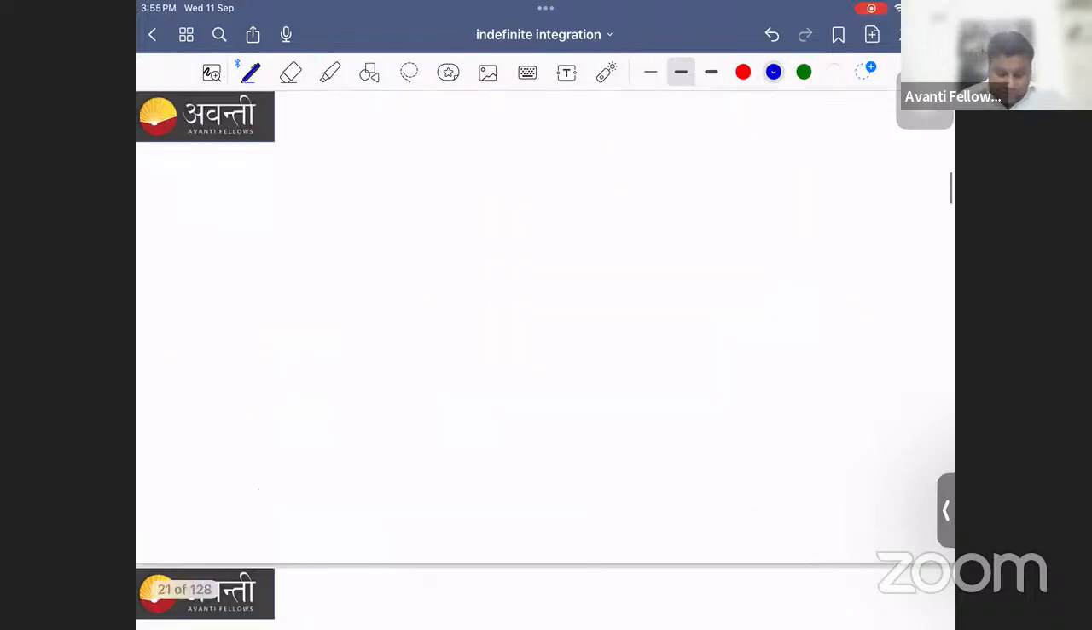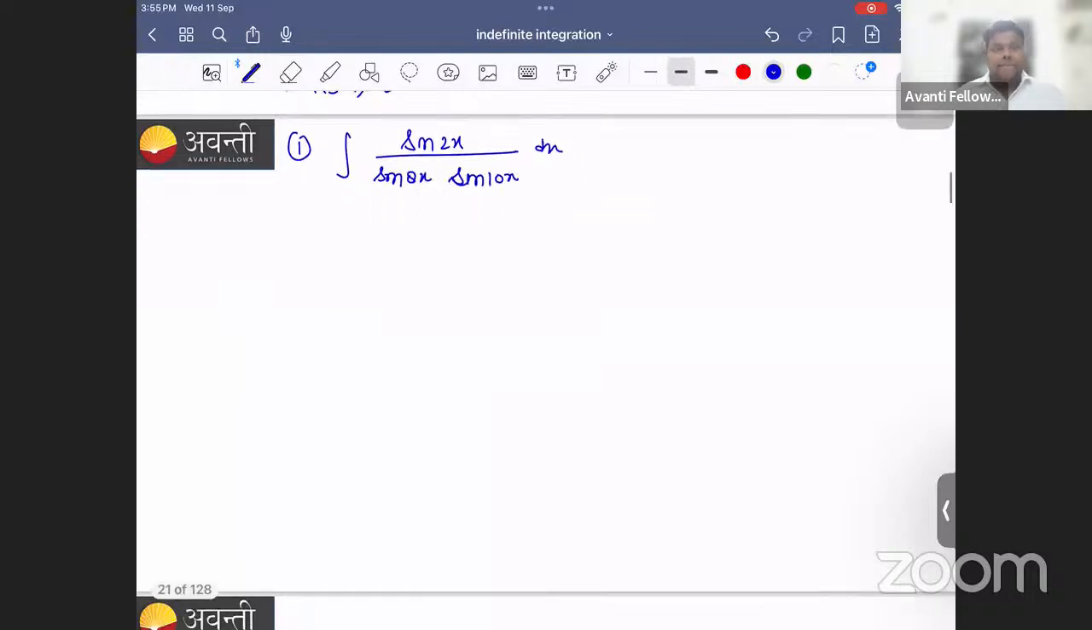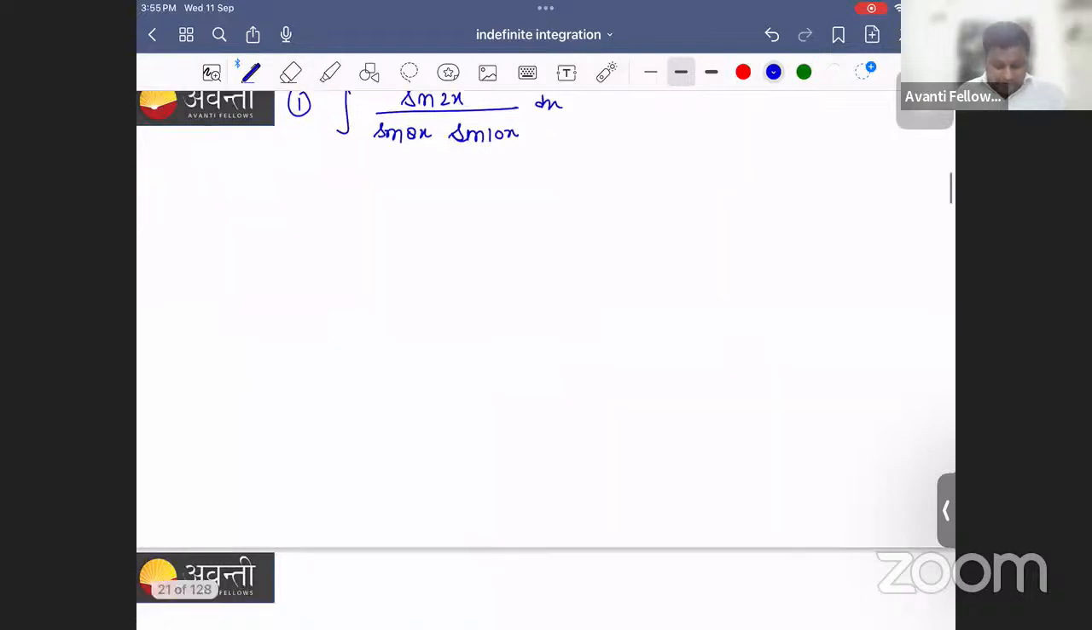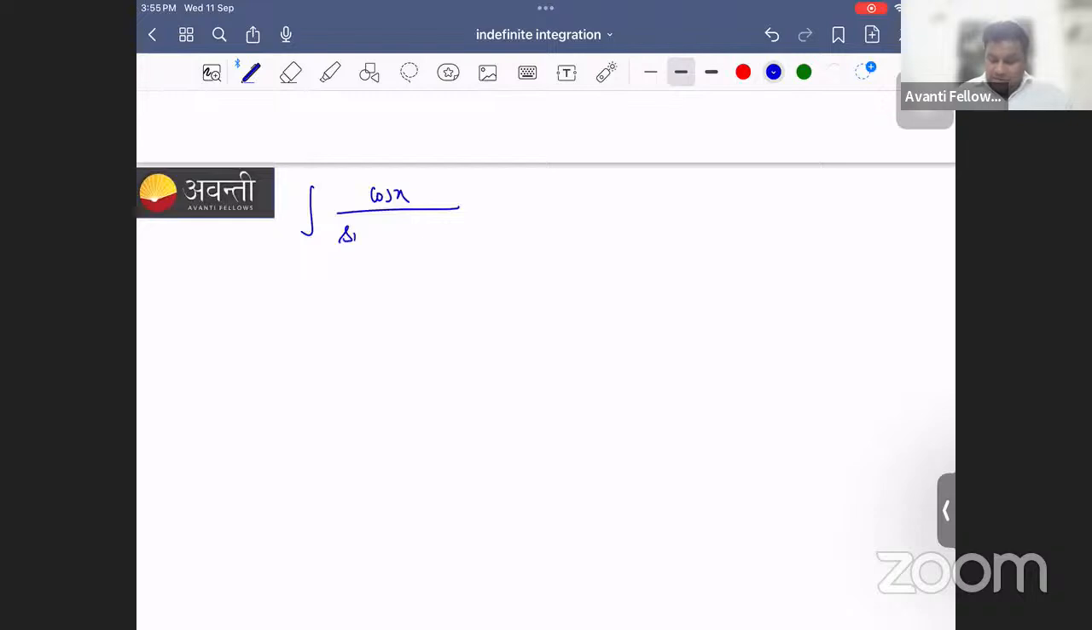Now I'm writing a few questions for your homework in the next class, tomorrow's class. This is Friday's class. We will start discussing with these questions. Question number 1 is integration of sin 2x upon sin 8x sin 10x dx. Write down quickly. Next, integration of cos x upon sin x plus cos x dx.